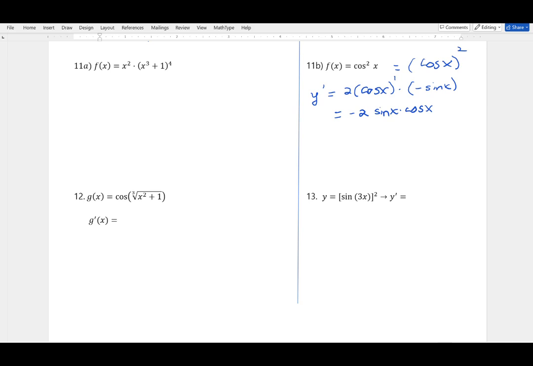Hi everyone, and here we're going to do a few more examples about the chain rule for differentiating compositions of functions. And let's take a look at number 13. And that one is a little bit unusual because you have the outside function of the square power, the second power, the middle level function, the sine function, but the innermost function of 3x. So we have quantity sine of 3x all together to the second power.